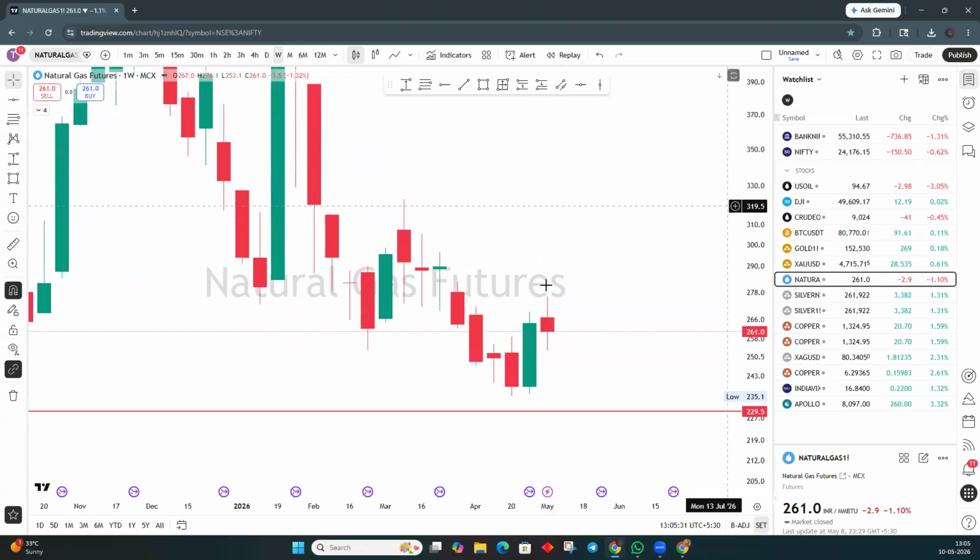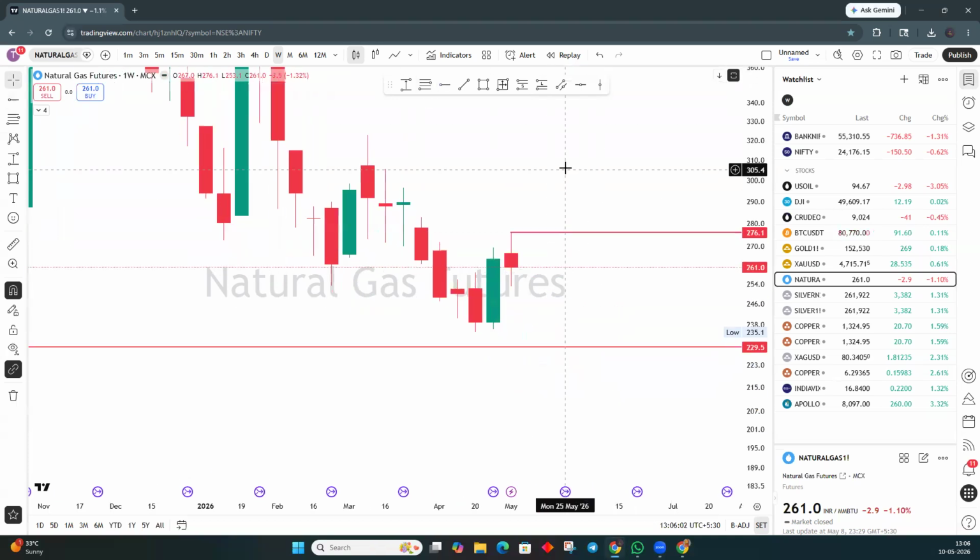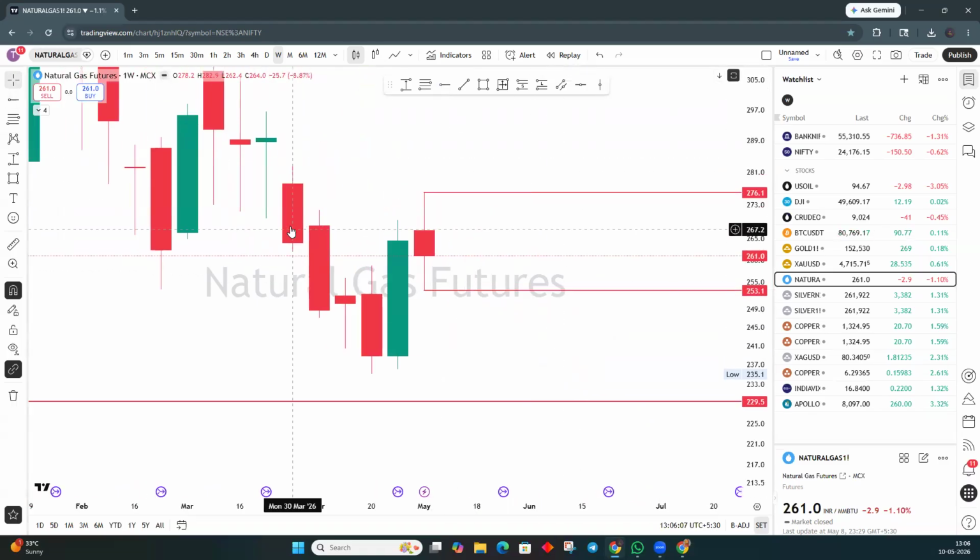Natural gas: after taking a small pullback, the sellers heavily pushed the price downside, and after that the buyers took a pullback again. If this week the low breaks again, then we might see more lower prices, because the buyers regained, but the momentum didn't continue with the price. So you can consider, on a closing basis only, that the market can still go downside in natural gas. So for natural gas, the view will be the same: sell on rise.